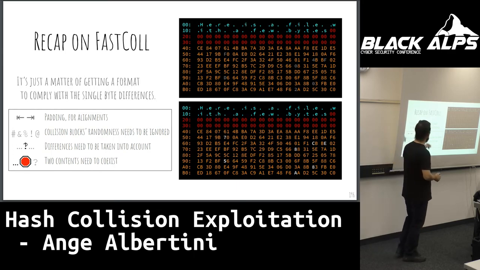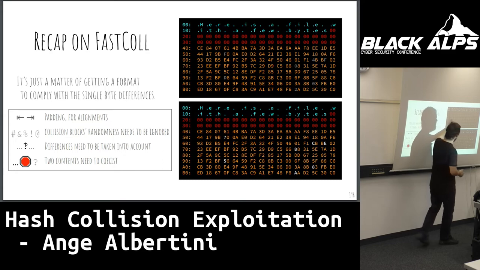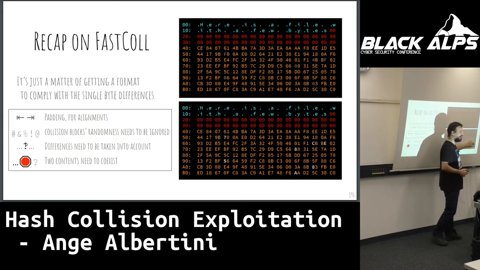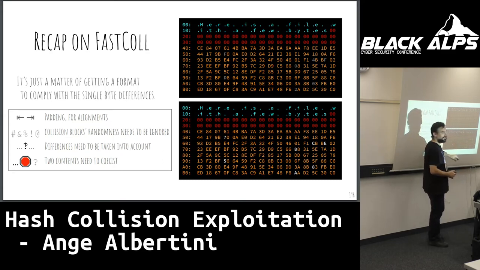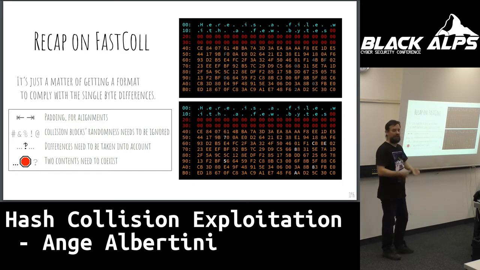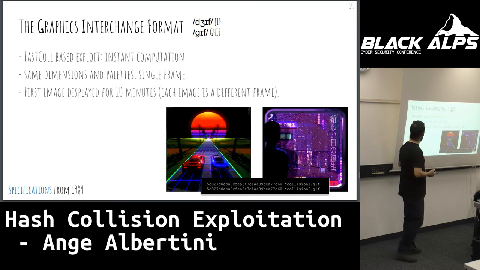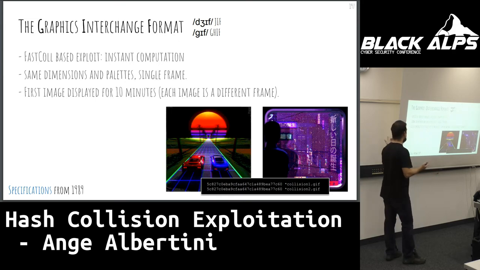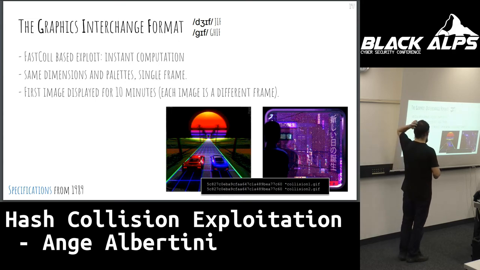So, a recap on FastColl. FastColl has this difference right in the middle. So you need to have a single byte that is both a valid structure and a valid length. So it really sounds impossible, except for one thing: GIF.